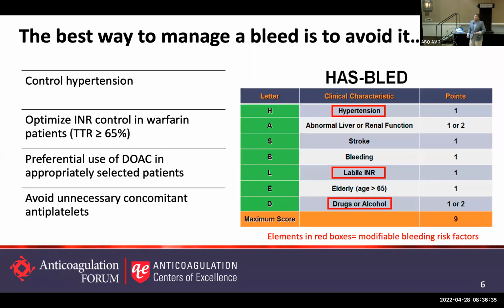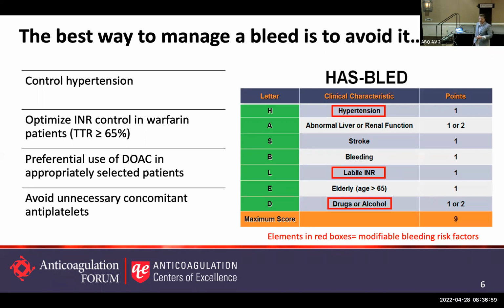All right, so the best way for you to prevent the bleed in your patients on anticoagulants is to keep it from happening in the first place. And there are a number of bleed risk assessment tools out there in practice. HASBLED is one of the more common ones. We tend to use this in our atrial fibrillation patients, but it's also been validated in venous thromboembolism patients.